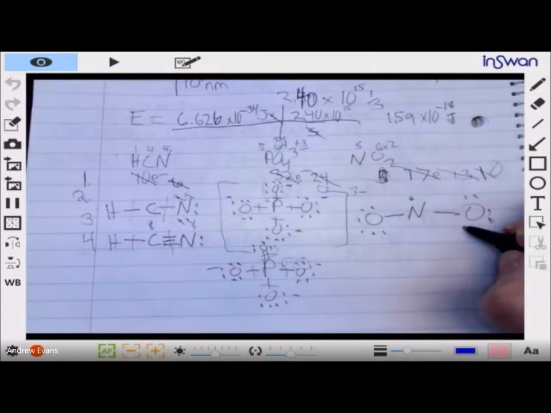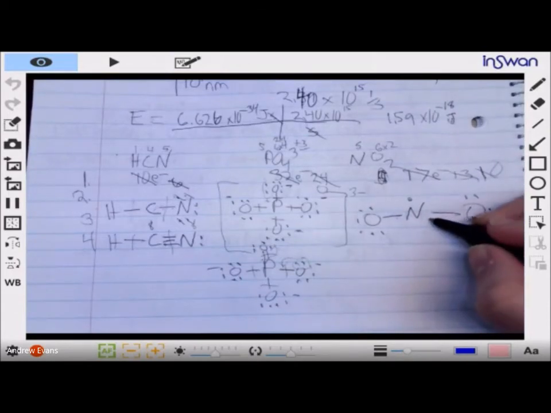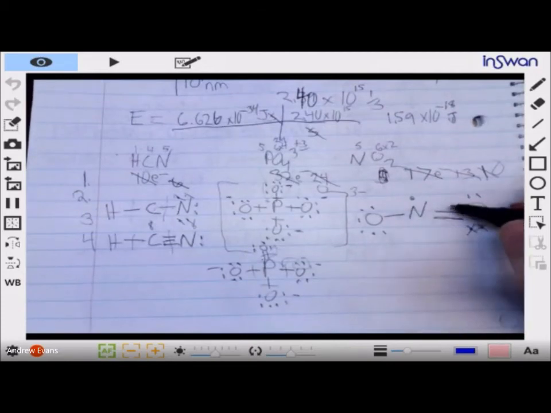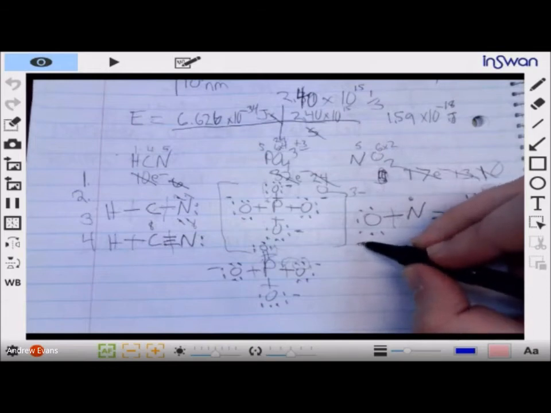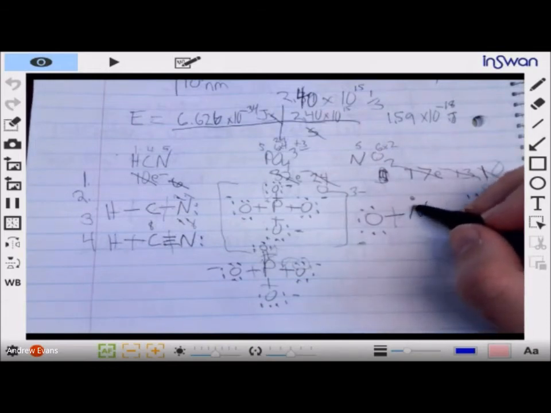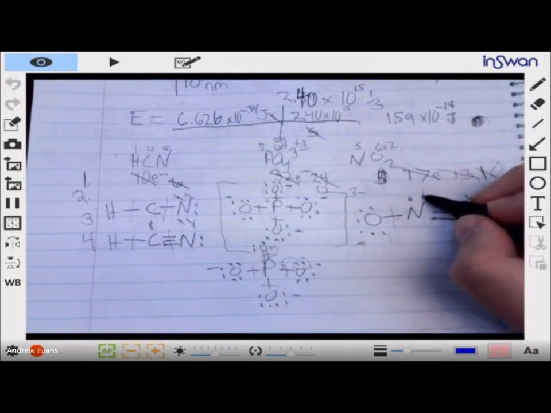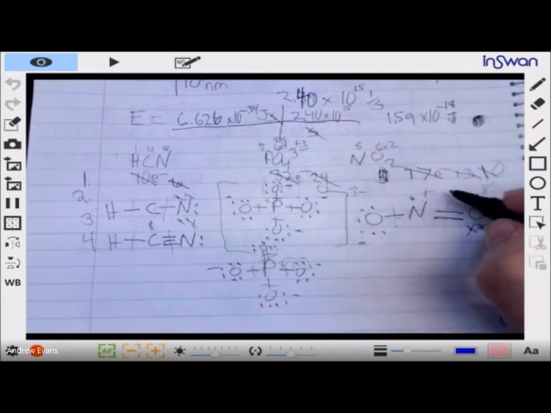So what we're going to do is we're going to take away 2, put a double bond. Now this oxygen has 1, 2, 3, 4, 5, 6, 7, 8, and 0 formal charge. This oxygen has a formal charge of -1. This nitrogen has a formal charge of 1, 2, 3, 4, plus 1. The net charge is 0.